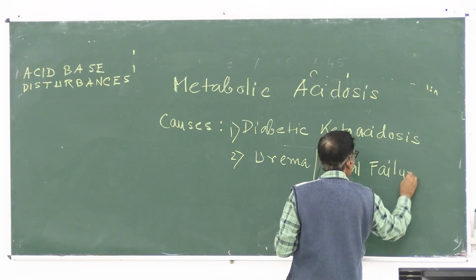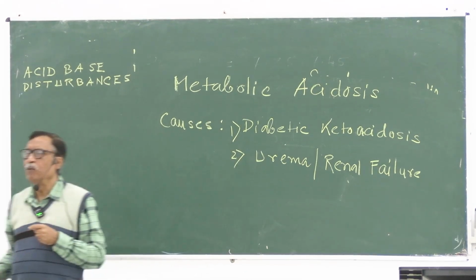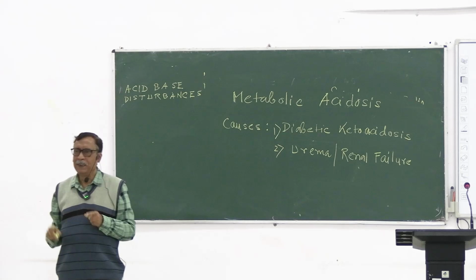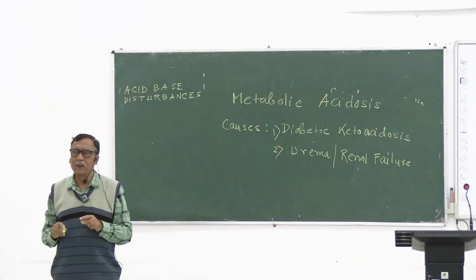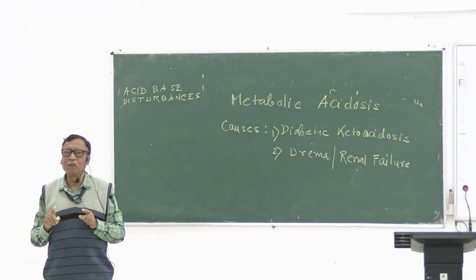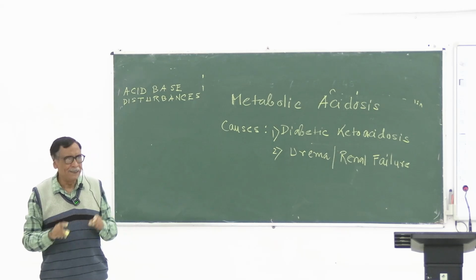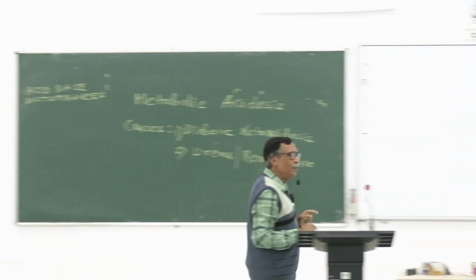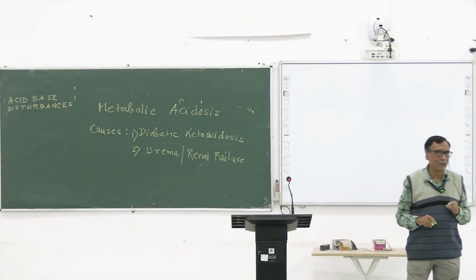In every case there is an increased load of some acid. In every case of metabolic acidosis, there is an increased load of some acid. In diabetic ketoacidosis, there is a load of ketoacids, beta-hydroxybutyric acid and acetoacetic acid. These acids are loaded, giving rise to acidosis, and it is called metabolic acidosis.